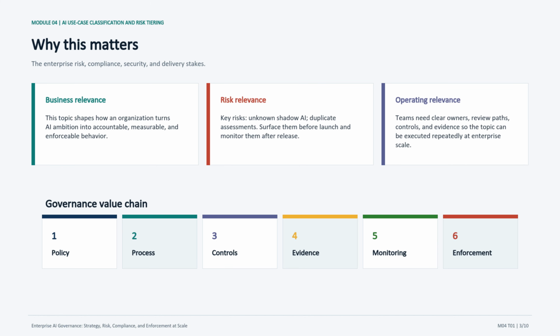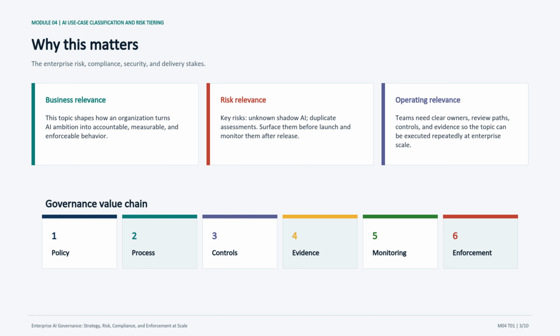Use case inventory and AI system register matters because AI governance is not only about writing policies, it is about preventing unmanaged AI behavior from becoming business, compliance, security, or reputational risk. The risk side is especially important here. For this topic, the common failure modes include unknown shadow AI, duplicate assessments, and untracked SaaS AI features. I would pause on each one and ask the class, what would the first warning sign look like in production?